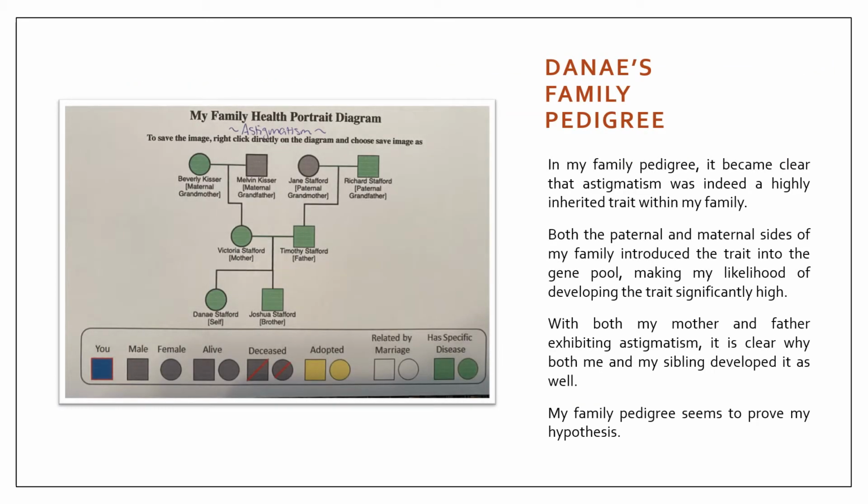In Danae's family pedigree, it was clear that astigmatism was highly heritable. Her likelihood of developing astigmatism was high, considering the trait is seen in both her maternal and paternal lines, like mine. Given the heritability and its prevalence in both family trees, it seems that our hypotheses were correct.